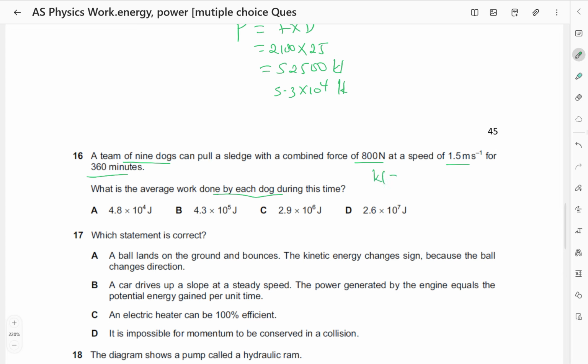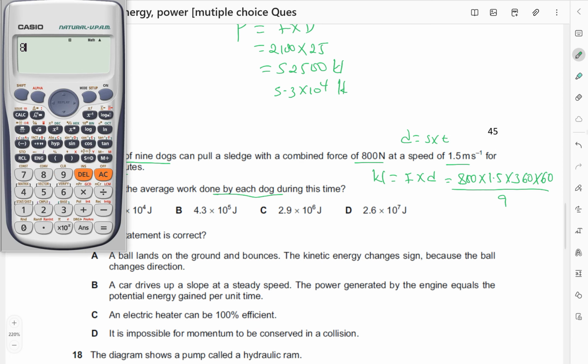So total work done is equal to force times distance in the direction of the force. And of course, the distance will be equal to the speed times the time. So this will be equal to the force, which is 800 newtons, times the speed, which is 1.5, times the time, which is 360 minutes. We multiply it by 60 to change it to seconds. That's total work done, but we want work done by each dog, so I will divide this by 9.